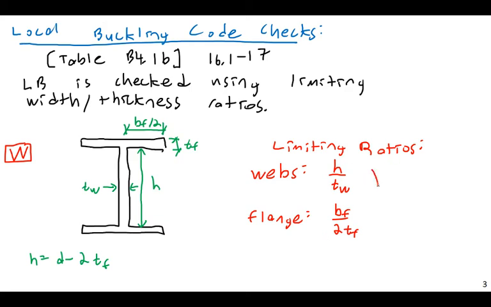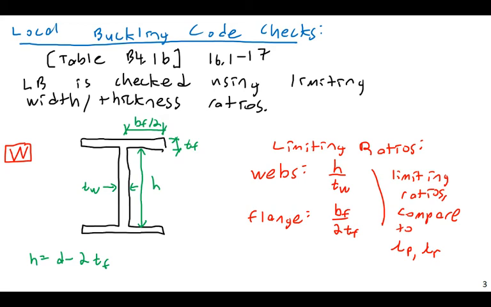And again, these are our limiting ratios, and we'll compare these to what I'm going to call lambda P and lambda R.